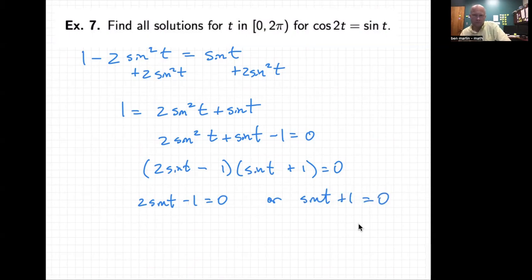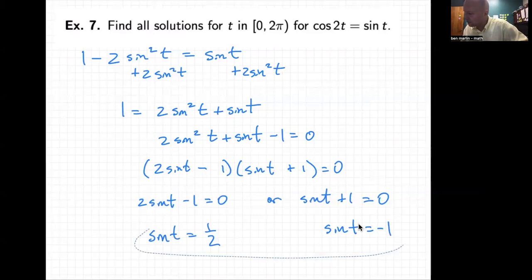0. Okay. The first one turns into sine t is equal to 1/2. And the second one turns into sine t equals -1. Okay. We're going to go ahead and solve both of those on the next page.